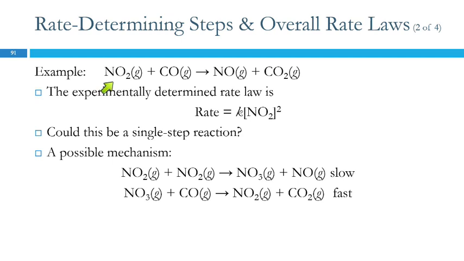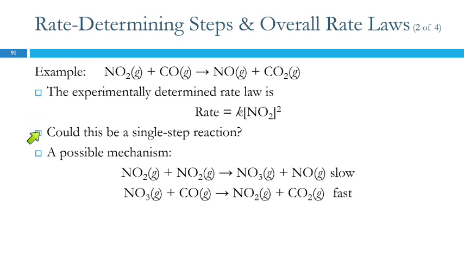So if we look at NO2 reacting with CO to form NO and CO2, the experimentally determined rate law is this: k times [NO2] squared. Do you see a 2 as a coefficient up here? No. Would you ever guess that this was the rate law based on that equation? Probably not. You'd make a lot of other guesses as well. We can't write the rate law just from the chemical equation.